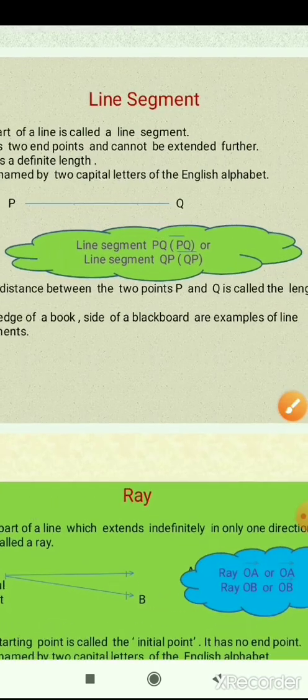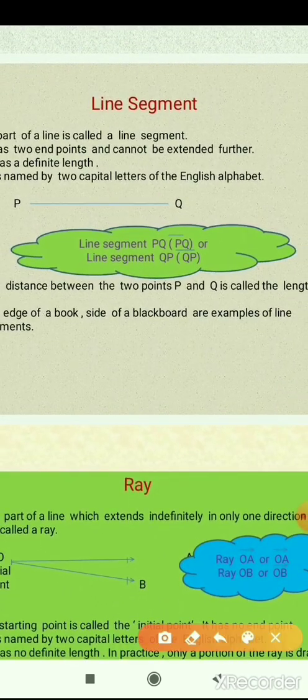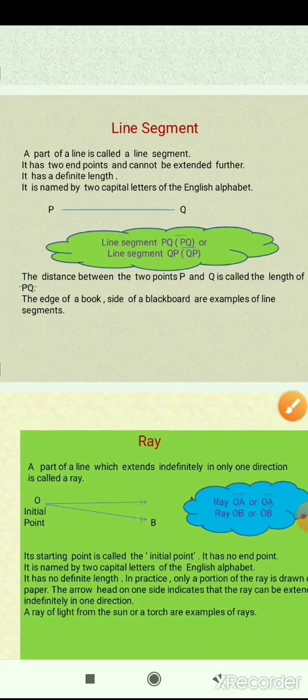See this figure carefully, then you will understand that it has two endpoints and it cannot be extended further. If we draw an arrowhead, it means we can extend it indefinitely. But a line segment has endpoints, so it cannot be extended further. It has a definite length. We can measure the length of a given line segment.